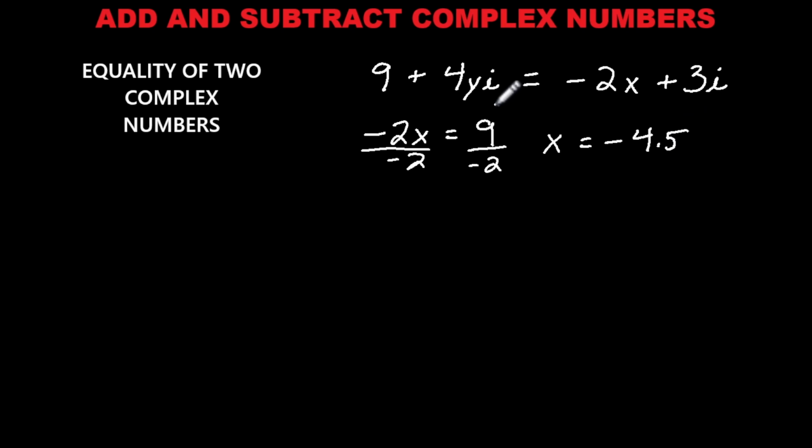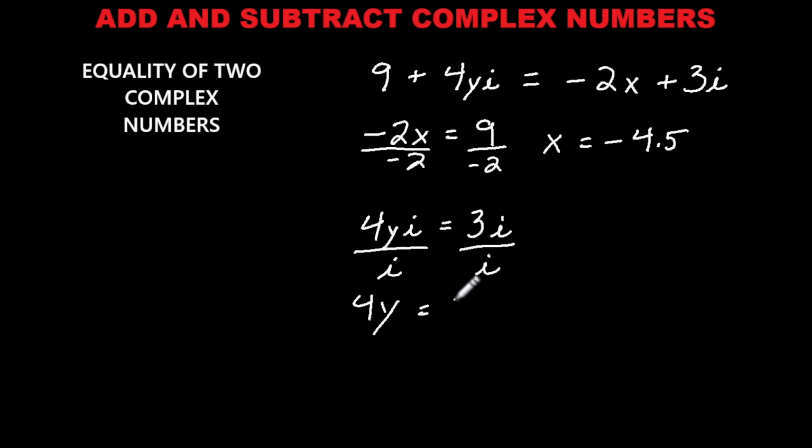Grouping the imaginary components together, I get 4yi equals 3i. In order to solve this, I'll divide both sides by i, which then gives me that 4y equals 3. Dividing both sides by 4, I get y equals 3/4.